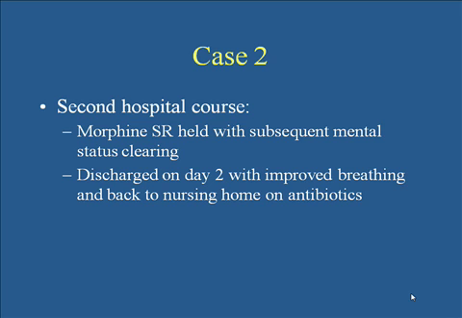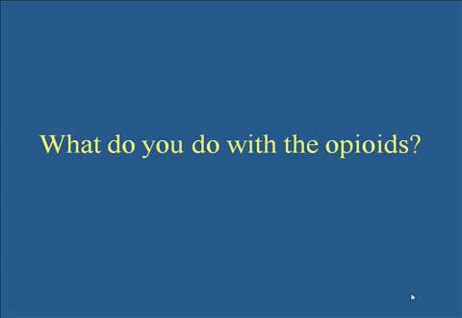Second hospital course, we held the morphine. Subsequently, she had mental status clearing, and then was discharged on day 2 with improved breathing and back to the nursing home on antibiotics. She was never intubated or anything along those lines, but nonetheless sent back to the nursing home. So in this case, what do you want to do with the opioids?